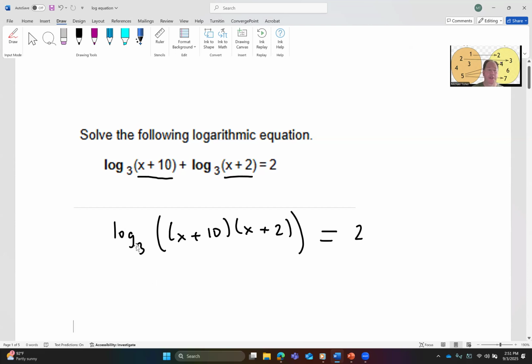To do that, notice that the base here is 3. So I'll write a 3 like this, and then we're going to raise this to the number on the other side, which is a 2. That's because a log number is really just an exponent. So here we're saying log to the base 3 of something is 2, and that's just telling us that the exponent is 2. So we'll put the 2 right here, and this is equal to everything inside this log expression. So here we'll write (x plus 10) times (x plus 2).